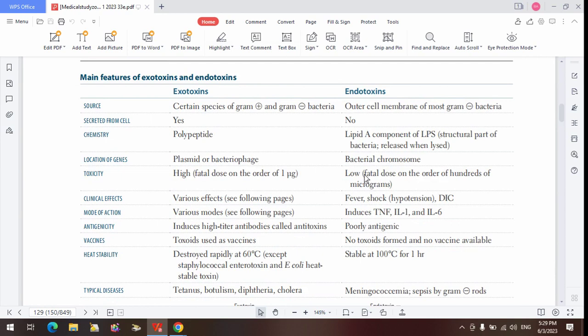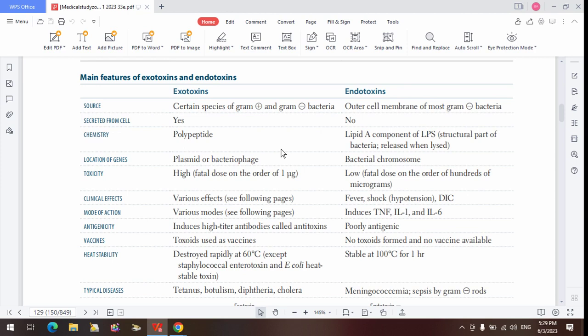So we've been talking about some of them. The source of exotoxin is gram-negative and gram-positive. Endotoxin is only the gram-negative. The exotoxins are secreted from the cell. The endotoxins are not secreted from the cell because they are part of the cell wall. The only way you can get them out is by destroying that cell. When they lyse the cell, that's when you can release them.